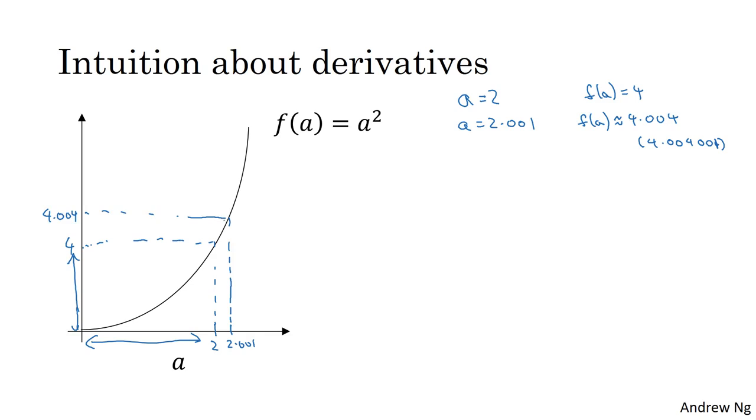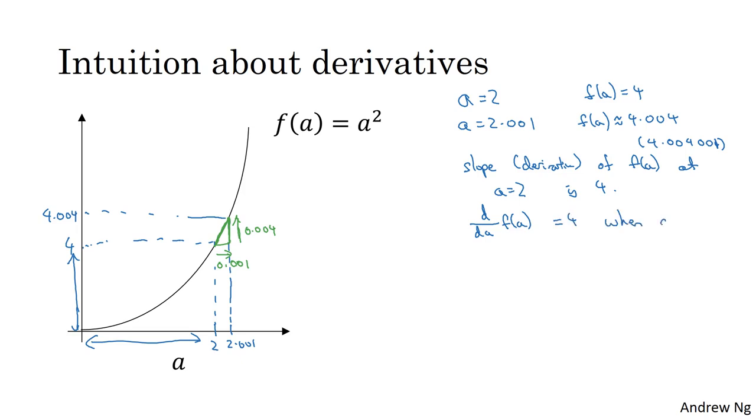So if you draw this little triangle again, what this means is that if I nudge a to the right by 0.001, f of a goes up 4 times as much, by 0.004. So in the language of calculus, we say that the slope, that is the derivative of f of a at a equals 2, is 4. Or, to write this out with our calculus notation, we say that d/da of f of a is equal to 4 when a is equal to 2.